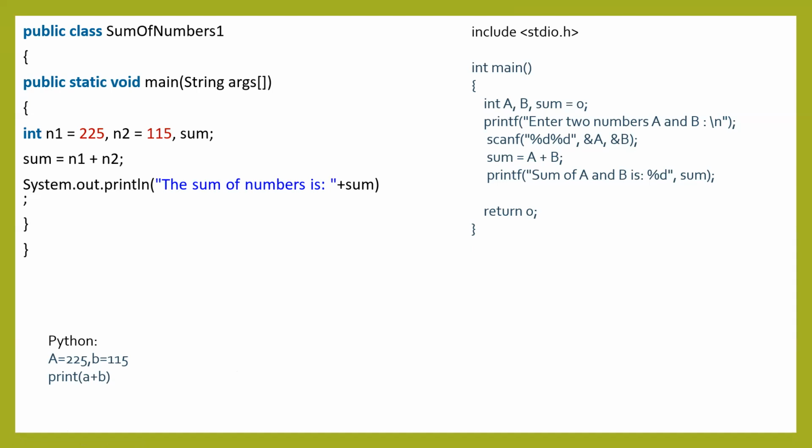That's the reason in some schools and some universities or some countries, Python is introduced as one of the school subjects because of its easiness. A equal to 225, b equal to 115. If I want to add, simply I can add the plus symbol. It will be added.